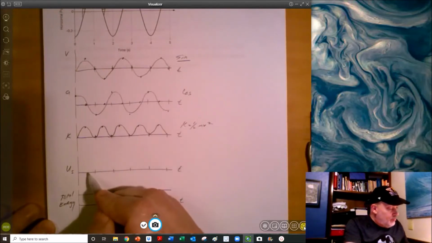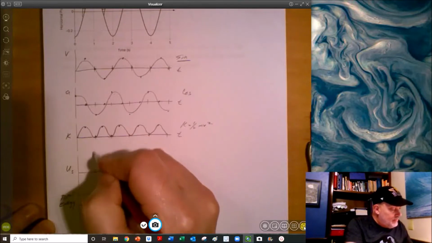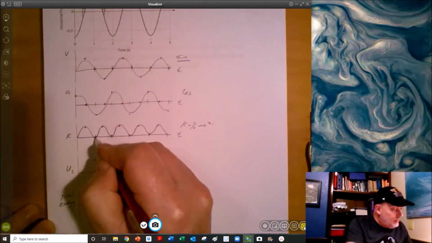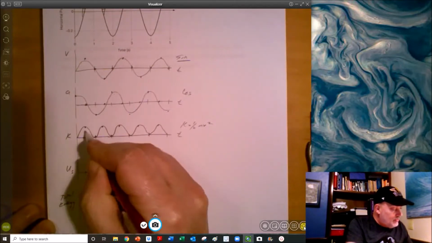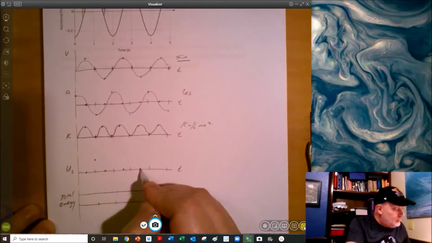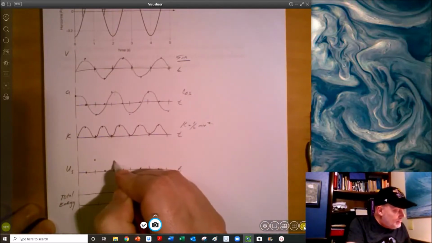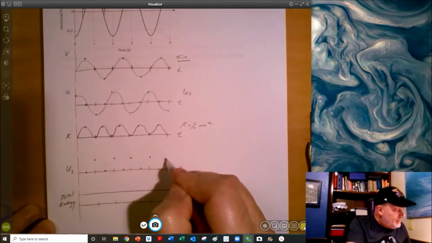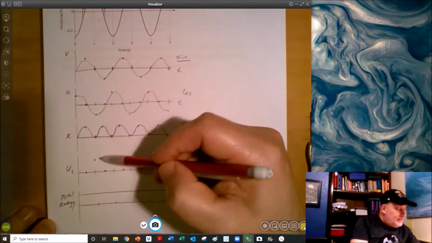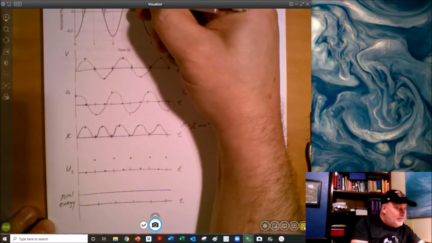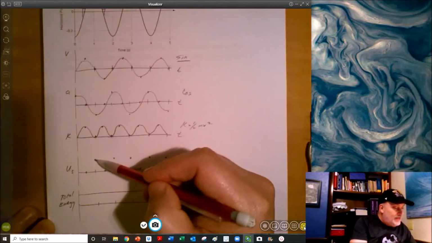So our potential energy should be the opposite of this one. It should be maximum where this one's minimum, and minimum where this one's maximum. So it should look just the opposite. Okay, and that should make sense because when we're at our maximum position, we should have maximum potential energy.